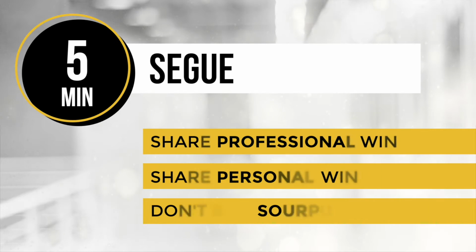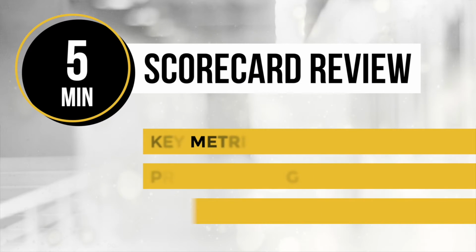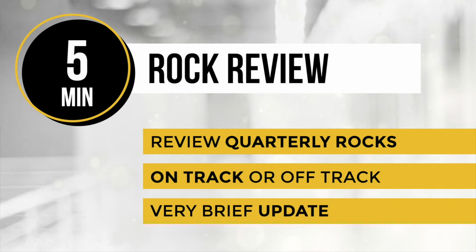So, 5-minute segue: you share a professional and personal win to start the meeting on a positive note, even if you're a sourpuss. Can I say sourpuss? 5-minute scorecard review: a discussion of key metrics and progress towards company goals so you feel like a champ or take the L like a total chump. Then there's a 5-minute rock review: a review of quarterly priorities, or rocks, and updates on their progress to reinforce the champion or the failure feeling, or counterbalance how you felt in the last 5 minutes.